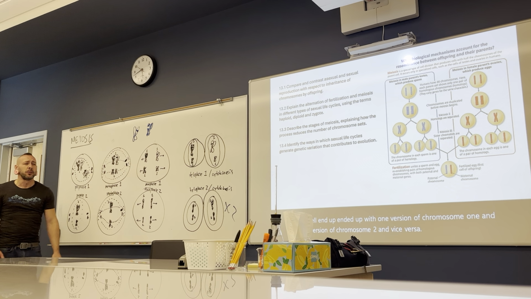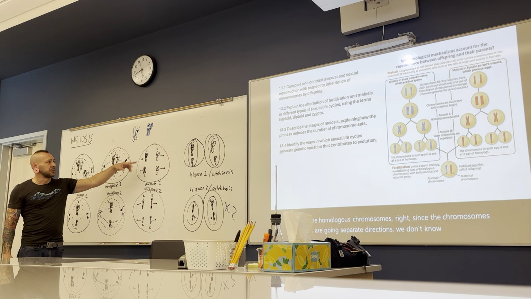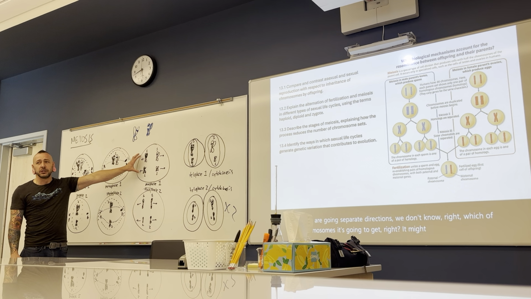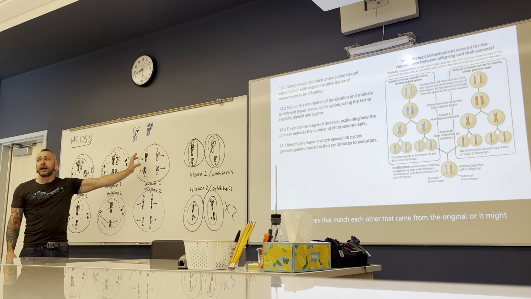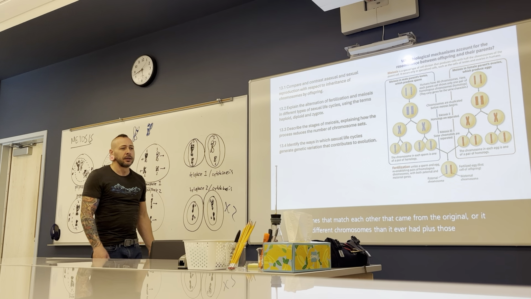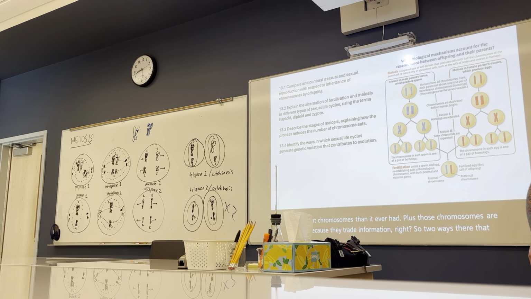So the homologous chromosomes are going separate directions, and we don't know which of these chromosomes it's going to get. It might get the same chromosomes that match each other that came from the original, or it might get different chromosomes than it ever had. Plus those chromosomes are different because they traded information. So there are 2 ways we increase genetic diversity: by mixing and matching chromosomes into new cells, and also by those chromosomes flip-flopping a little bit of their information between each other. So practice that because it will definitely be on the exam in basically exactly that form.